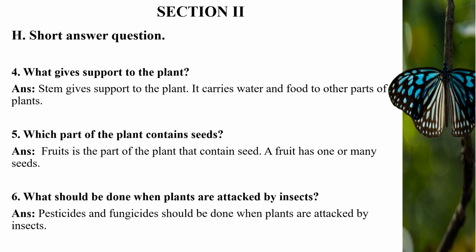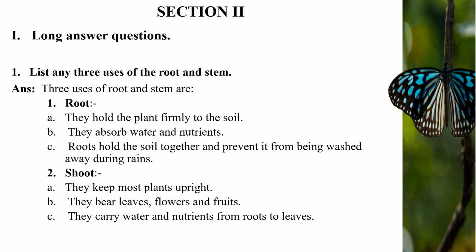Sixth question, what should be done when plants are attacked by insects? Answer, pesticides and fungicides should be used when plants are attacked by insects. Long answer questions. First question, list any three uses of the root and stem.